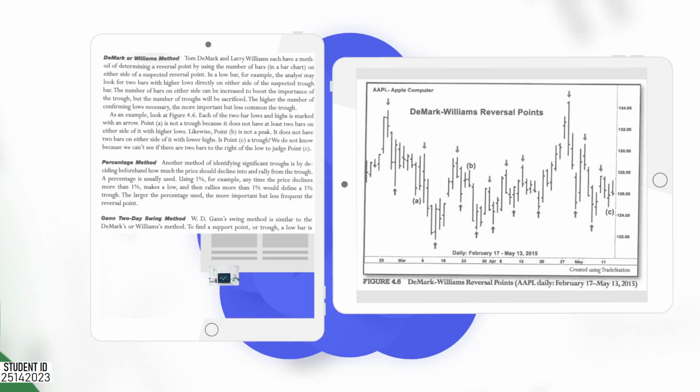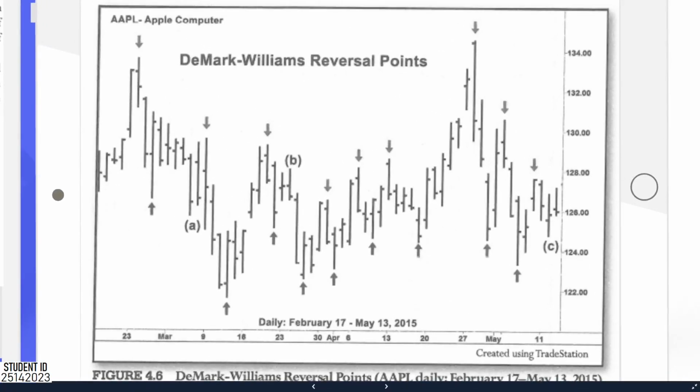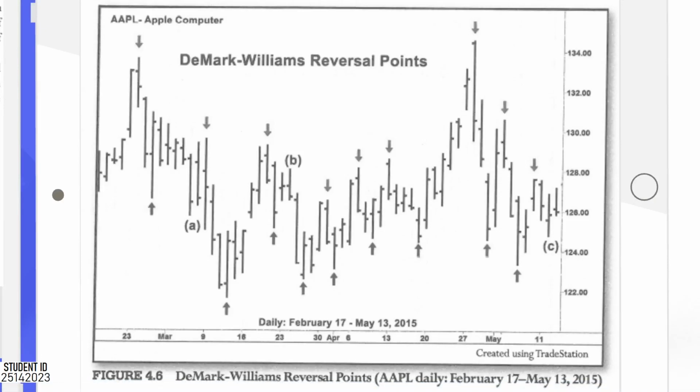So to explain this, I have an example, which is figure number 4.6. Each of the two-bar lows and highs is marked with an arrow point. Point A is not a trough because it does not have at least two bars on either side of it with higher lows. Likewise, point B is not a peak. It does not have two bars on either side of it with lower highs. In point C, a possible trough, we do not know because we can't see if there are two bars to the right of the low to judge the point.